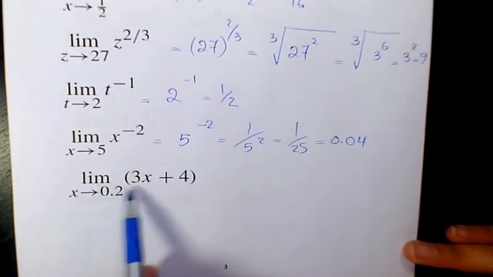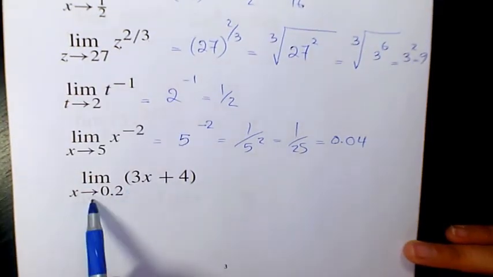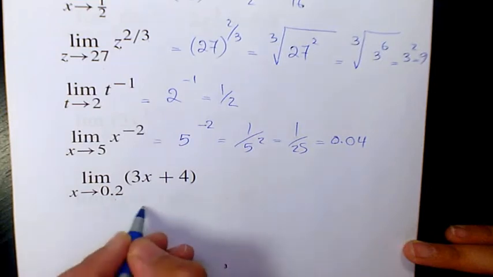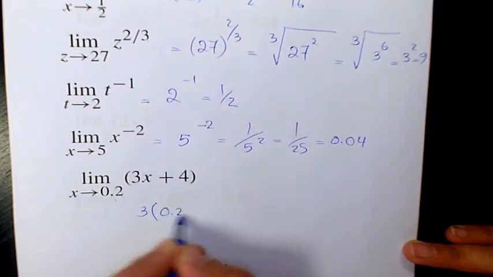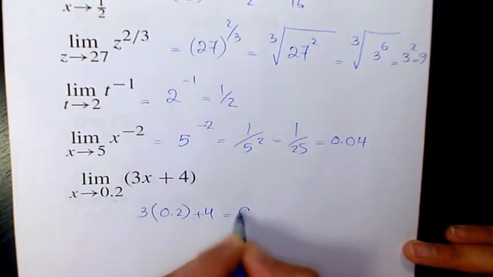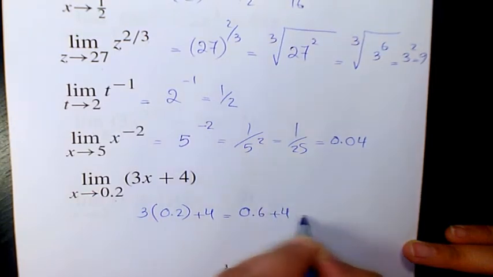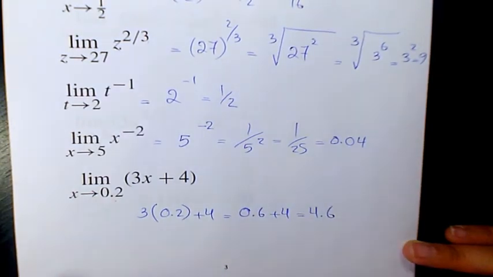Next one, limit of 3x plus 4 when x approaches 0.2. It is going to be 3 times 0.2 plus 4, 0.6 plus 4, which is 4.6.